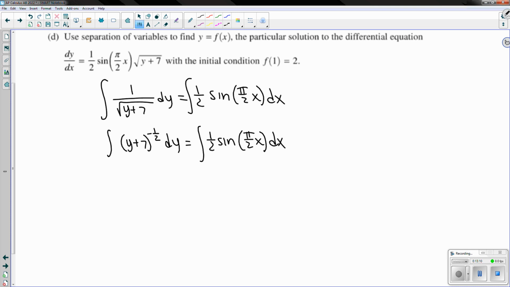So now we're going to add 1 and then divide by the new exponent. Okay, so when we add 1, we get positive 1/2. And now we have to divide by 1/2, which is the same as multiplying by 2. So I'm going to get this. So that is the antiderivative of the left side.